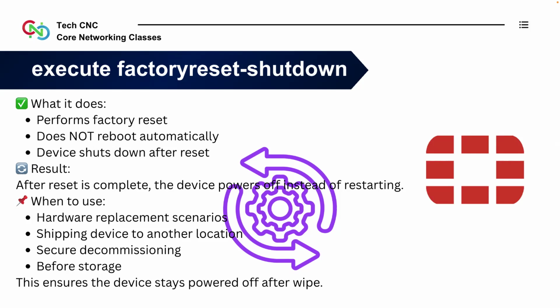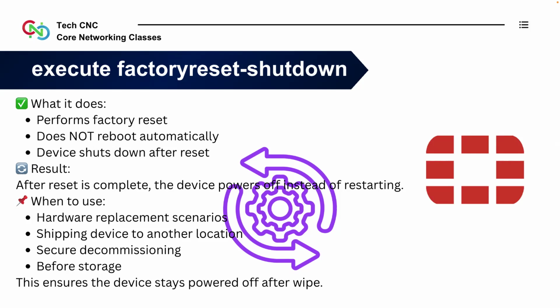So the moment we talk about execute factory reset, in that case, it will basically bring your box back to the same state, or we can say to the CLI, right? It will wipe out everything, but it will restart your box. But the moment you talk about execute factory reset shutdown, it will do exactly the same thing, but it will keep your box in the shutdown state. It will not bring your box back to the CLI mode, right? So once the reset is complete, the device powers off instead of restarting basically, right?